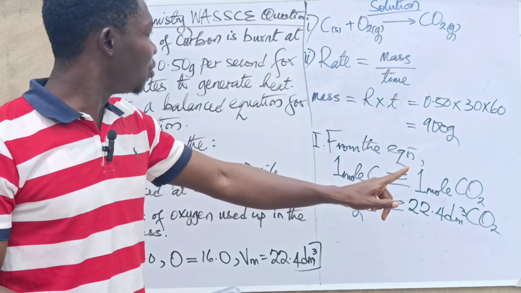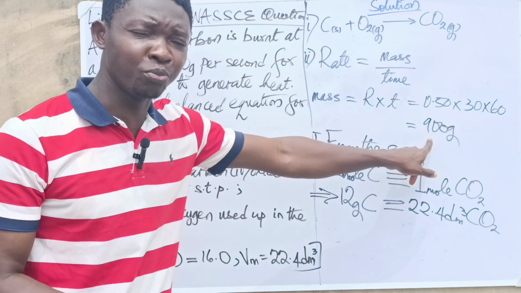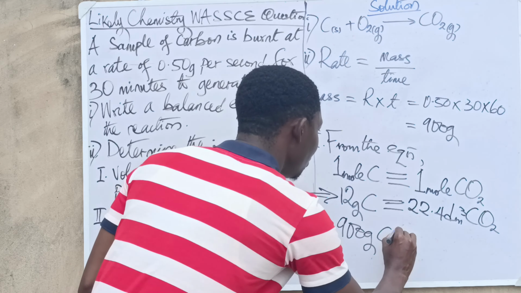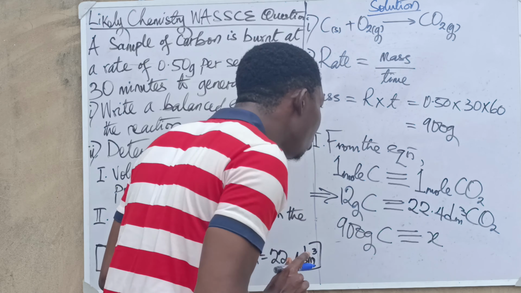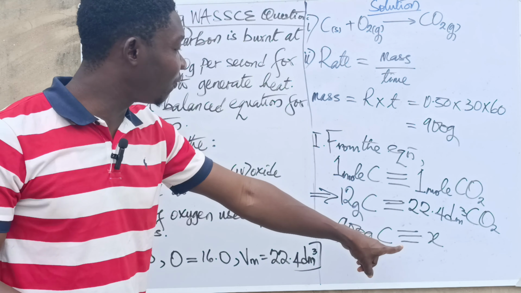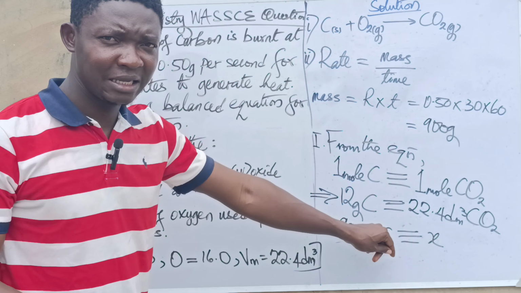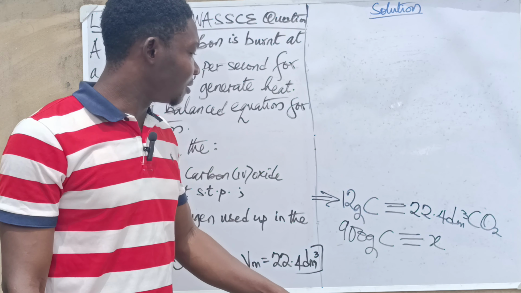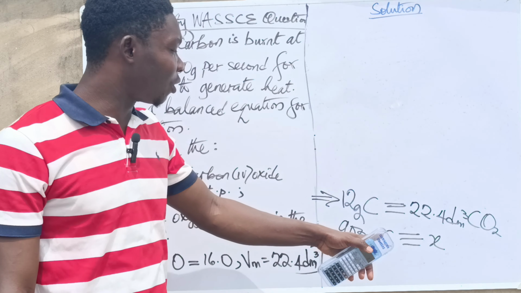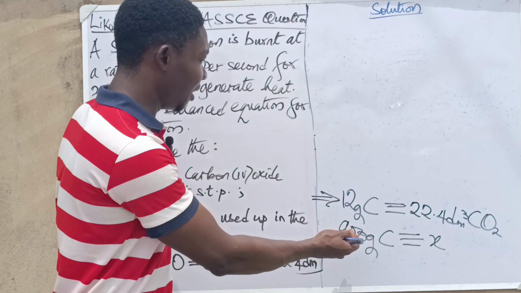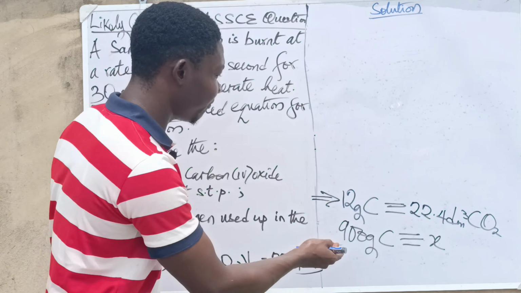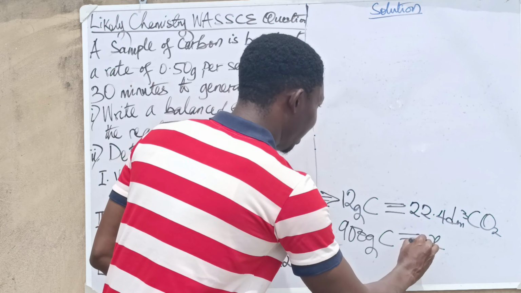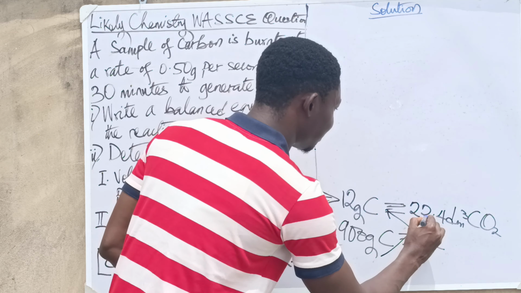Then from the question, we got that 900 grams of carbon got burnt. So 900 grams of carbon would burn to give us an unknown volume of carbon dioxide gas. I guess this is straight to the point and clear. All right, at this point that we've got the data from the equation and the data from the question, we'll simply cross multiply and make x the subject of the formula.